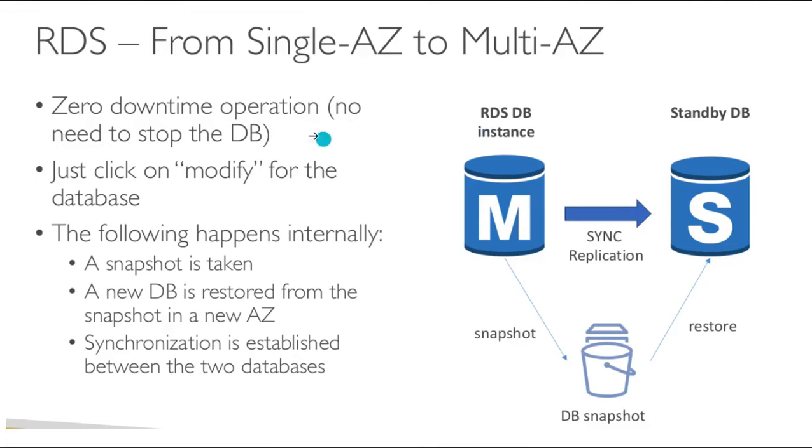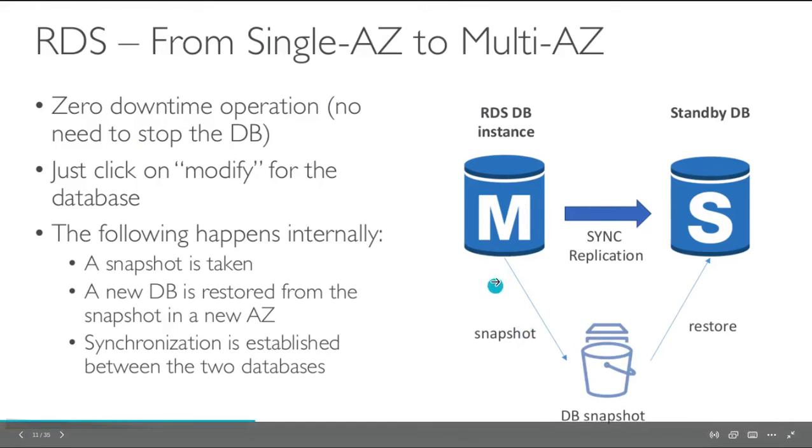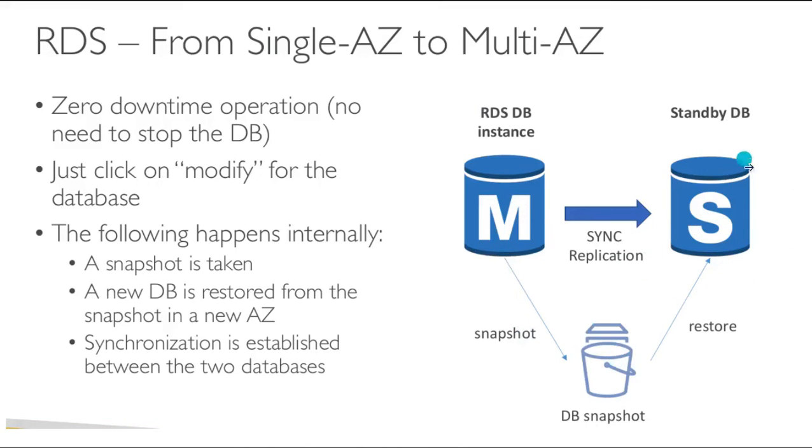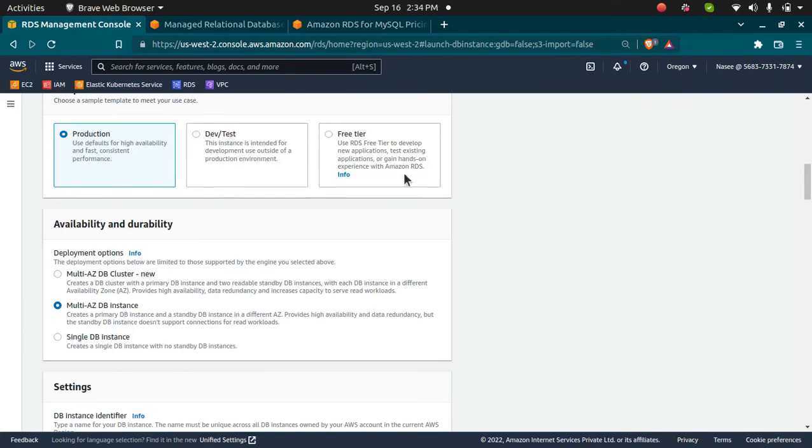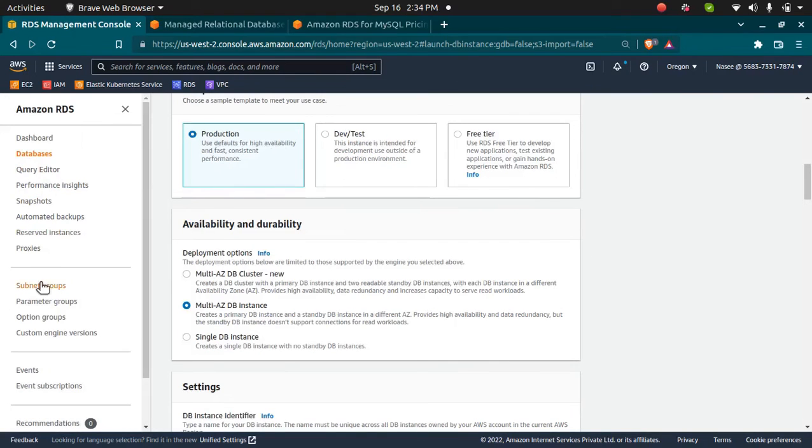So how can you go from single AZ to multi-AZ? Right now, let's say you have a master database, right? And it does not take any time. It is a zero time operation, which means you don't have to stop your database. So how can you go with the multi-AZ? You can create a snapshot by manually creating a snapshot and then restore the snapshot in a different AZ or different region. So you know how to create a snapshot, right?